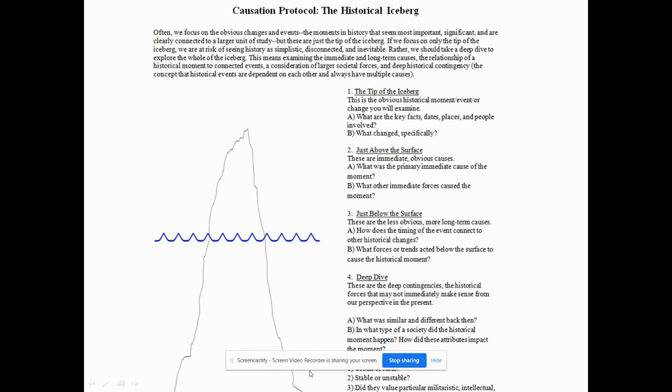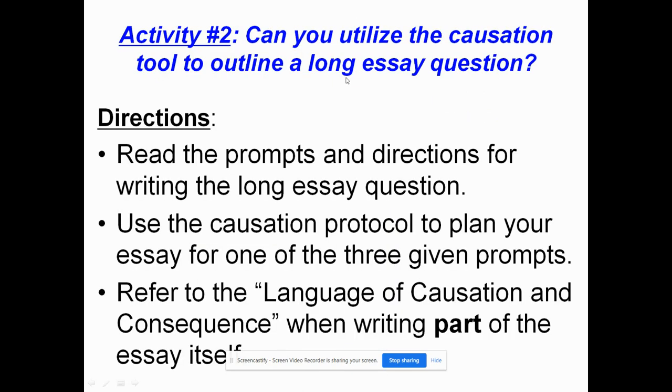And then as you go further and further down, what are the deeper historical forces that may not immediately make you think about a particular issue in terms of its causes? So the consideration of the larger societal forces. Okay, so the idea is to utilize this tool to outline a long essay question.